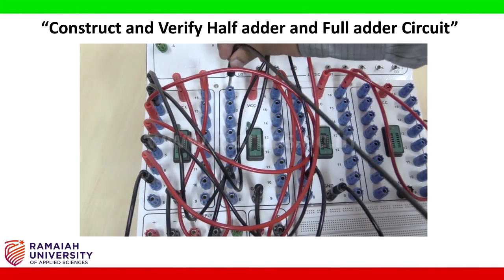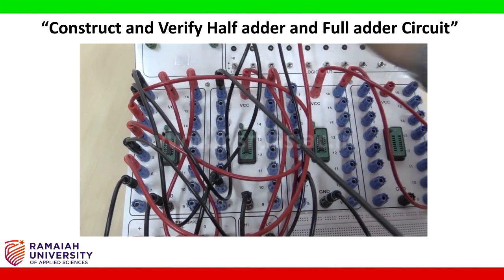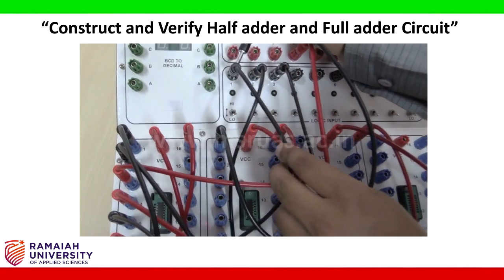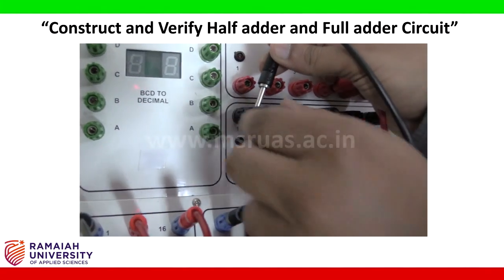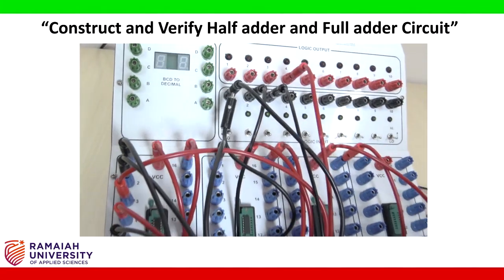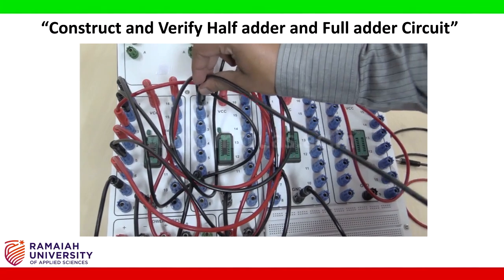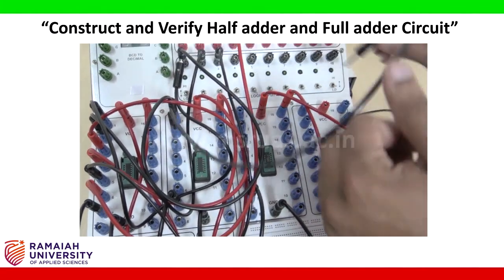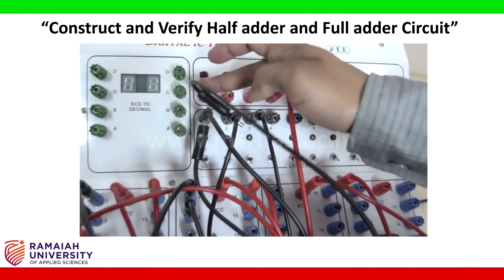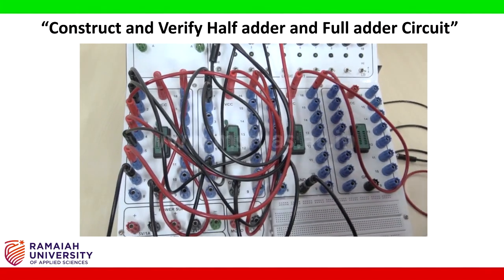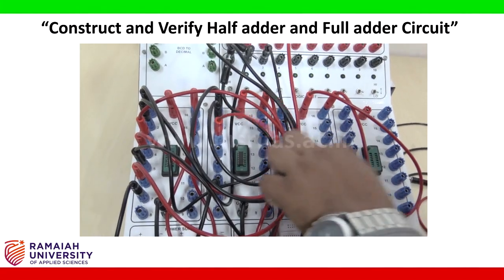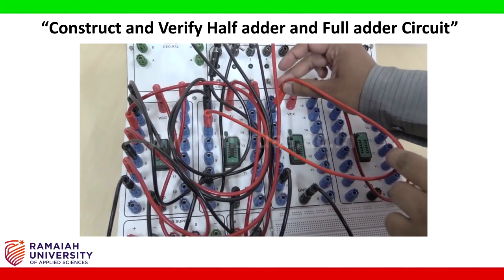Now I am connecting pin number 1, the input of AND gate, which connects input A. So therefore I am connecting it to the input A. Pin number 2 of the AND gate connects input B. So therefore I am connecting here. Now output of this AND gate, that is pin number 3, is connected as an input for this OR gate, that is pin number 2.